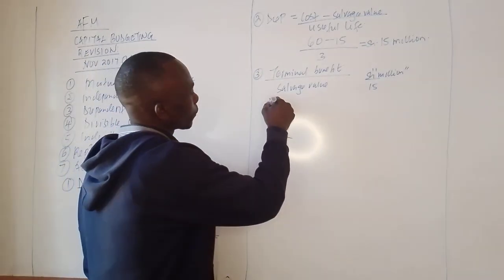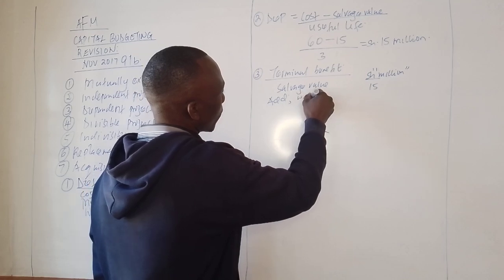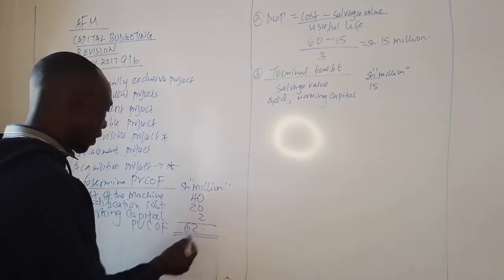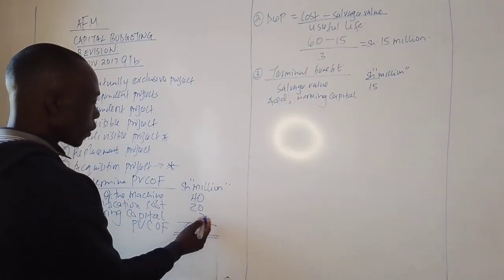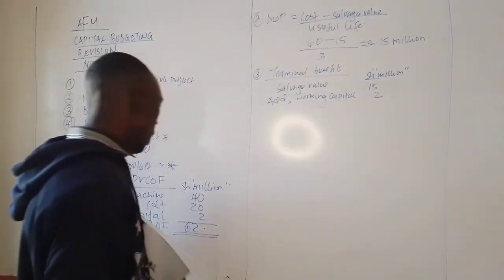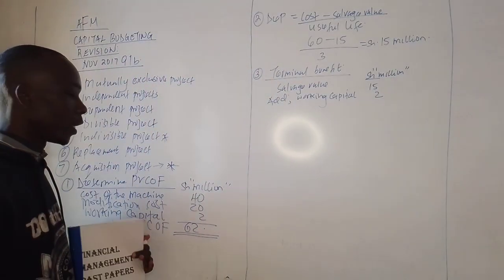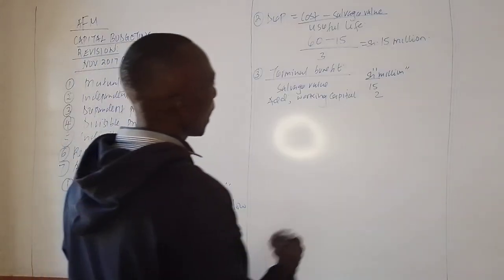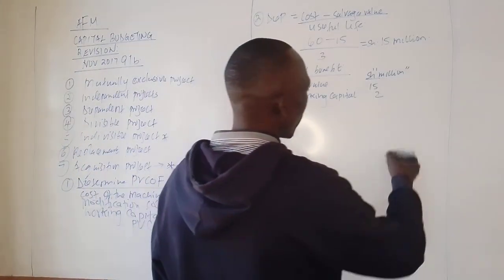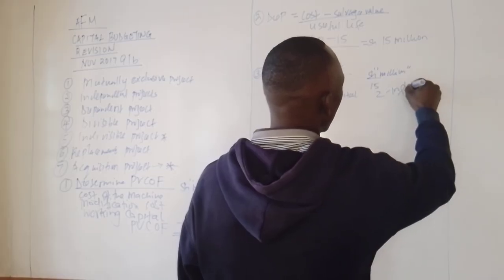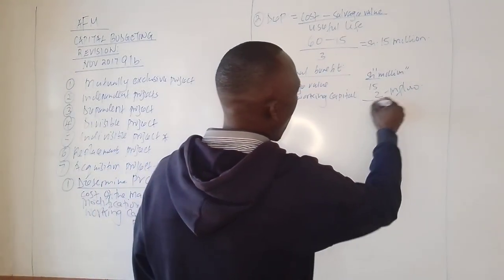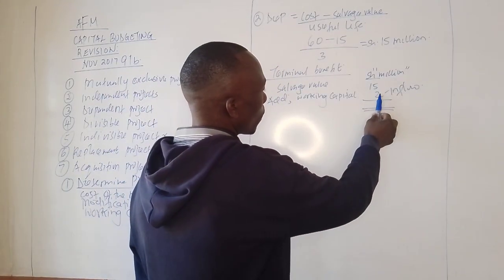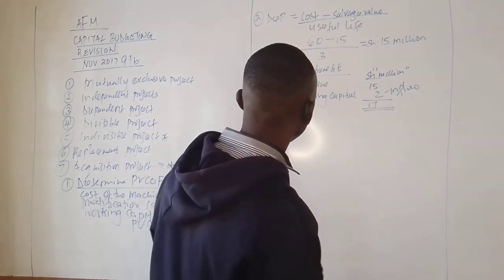Then we add the net working capital. And our net working capital in this case, we are given as 2 million. Remember, we said that the net working capital at the beginning is going to be treated as an outflow. And then at the end, we are going to recover it. So we treat it as inflow. So therefore, how much will be our terminal benefit? Our terminal benefit will be this one plus this one, which will be 17 million.